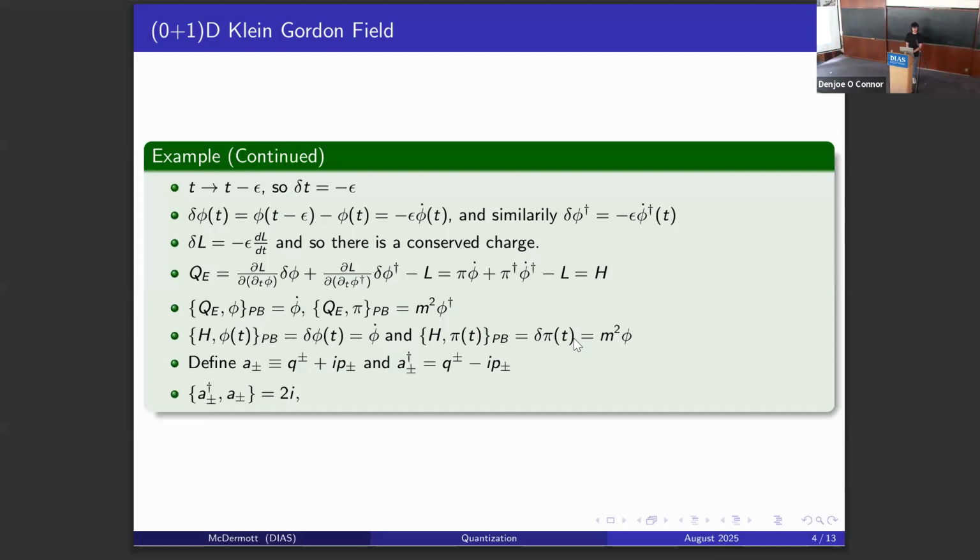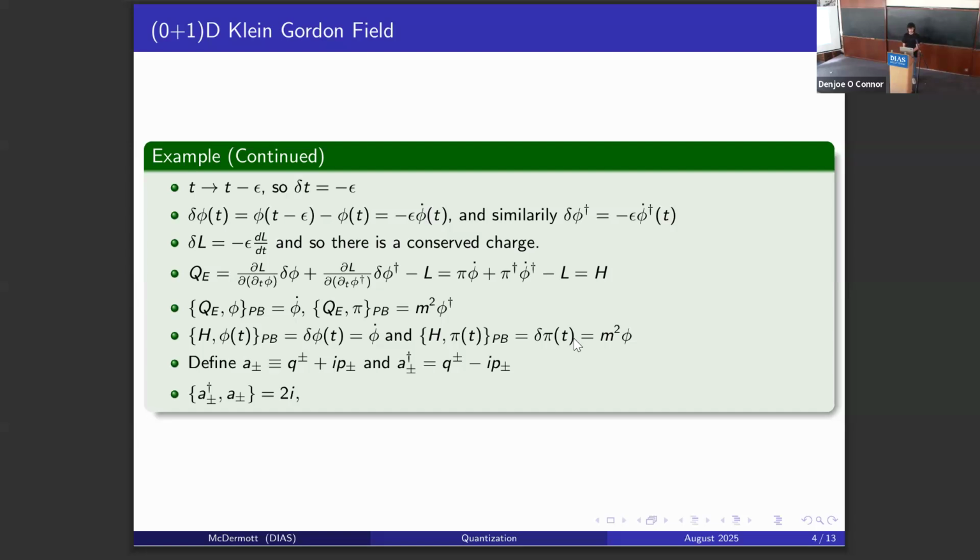So when we compute then the overall variation of our Lagrangian, we can see it's in fact proportional to a total derivative with respect to time of our Lagrangian, which again implies that there's a conserved charge. And this conserved charge is actually exactly the Hamiltonian of the system. So that means that this conservation is the conservation of energy of our system. So the Hamiltonian gives us exactly our energy of our system.